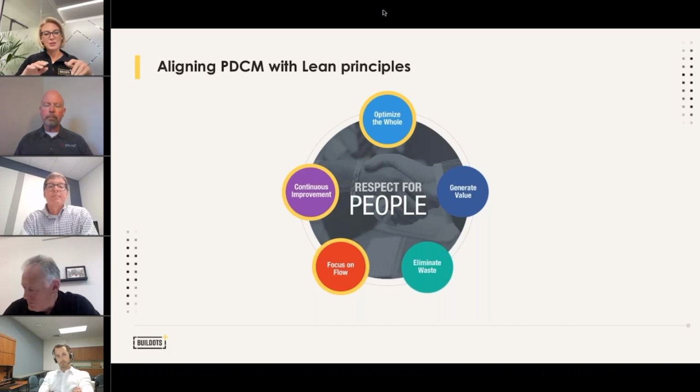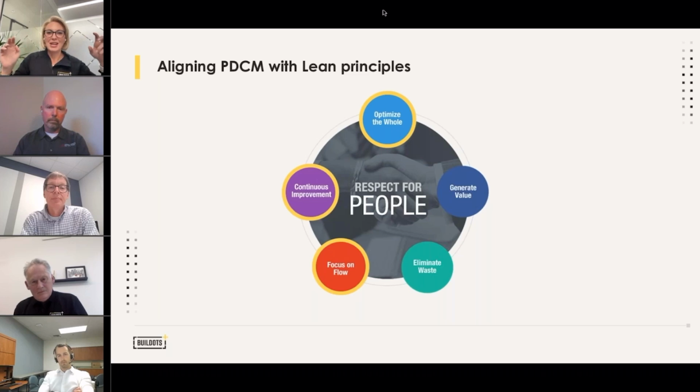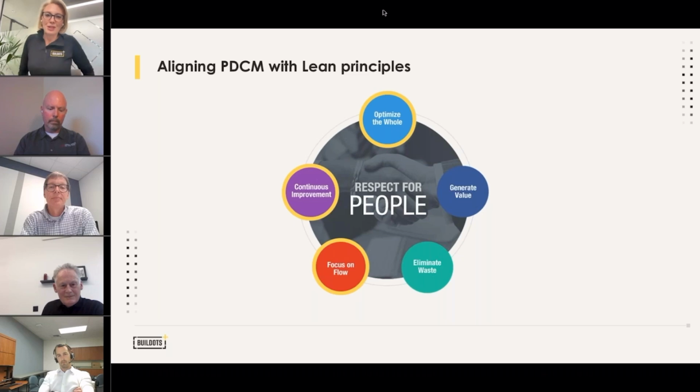To me, optimizing the whole is such an important piece, and really where getting data and getting everybody on the same page using data can make the biggest impact. I see you shaking your head, Kyle. What are your thoughts on where you feel this data-driven AI approach could really make a difference in Lean?